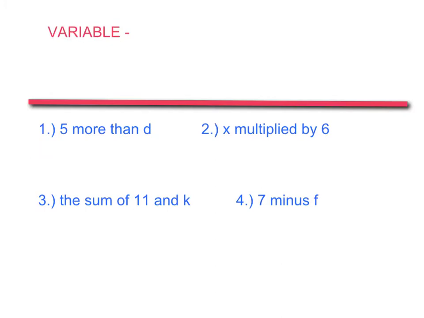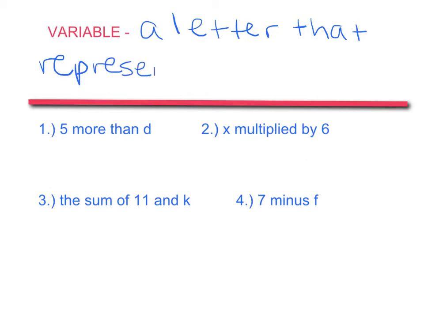All right, the first thing we're going to do is define what a variable is. A variable is a letter that represents a number. Now what that means is you can use any letter of the alphabet. For instance, X. You'll see X a lot throughout algebra. And that X represents any number it could possibly be. So it doesn't just represent one number, but it represents any number possible.